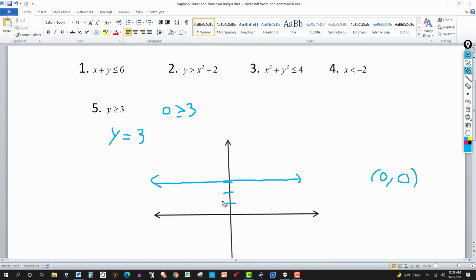That's all you're going to do. Pick your test point, and if it gives you a true statement, shade everything on that side. If it gives you a false statement, you shade everything on the opposite side. So since this was false and the point is below the line, I simply shade everything above. So I shade this way, and basically this is your solution set. That's going to be it for this video.